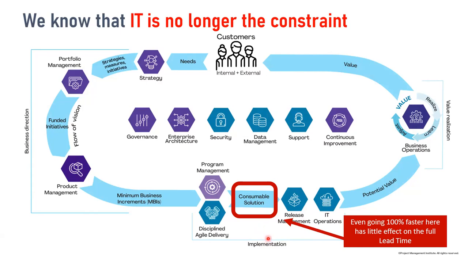And it goes down to the lean principle that if you're optimizing only a part of the whole, you're sub-optimizing the entire system. So even going 100% faster in small teams has little effect on the full lead time if you're taking 18, 24 months to get a business idea to the point where it is ready to be worked on by your IT folks.